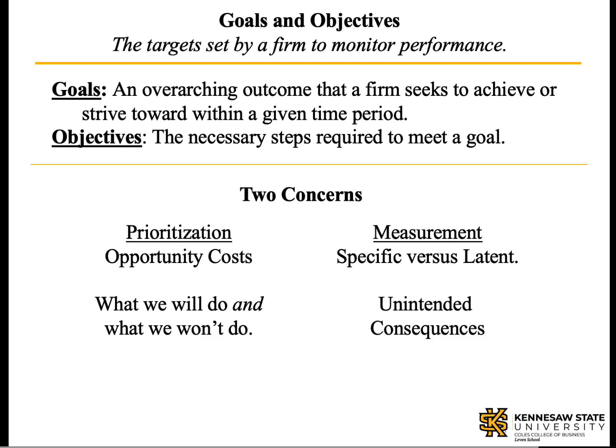Setting goals must be done carefully. First, selecting goals highlights opportunity costs. Every firm has more goals that it would like to achieve than it has resources to pursue. So the goals that a firm does select, while others are left unattended or unfunded, indicate where the firm is going to allocate its resources. In doing so, a firm makes clear what it will do, and by omission, what it won't do, as required by the business description step in the strategic management process.